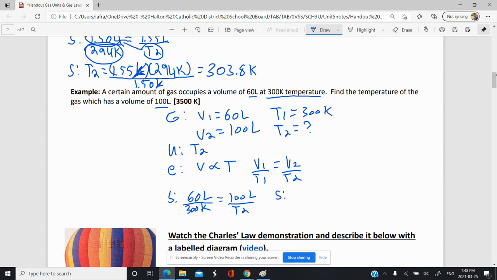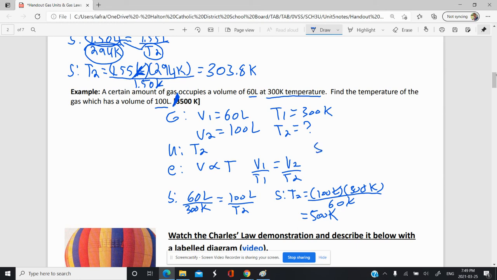And then we're just going to rearrange. So our T2 is going to be equal to our 100 liters times 300 Kelvin over 60 liters. We can cross out liters and we're left with Kelvin. So we have 100 times 300 divided by 60. Let me just make sure I got that right. Oh yes, that's right. So that's 500 Kelvin. I think I put the wrong answer in the handout. It should be 500, so I made an error there. So 500 Kelvin is correct.